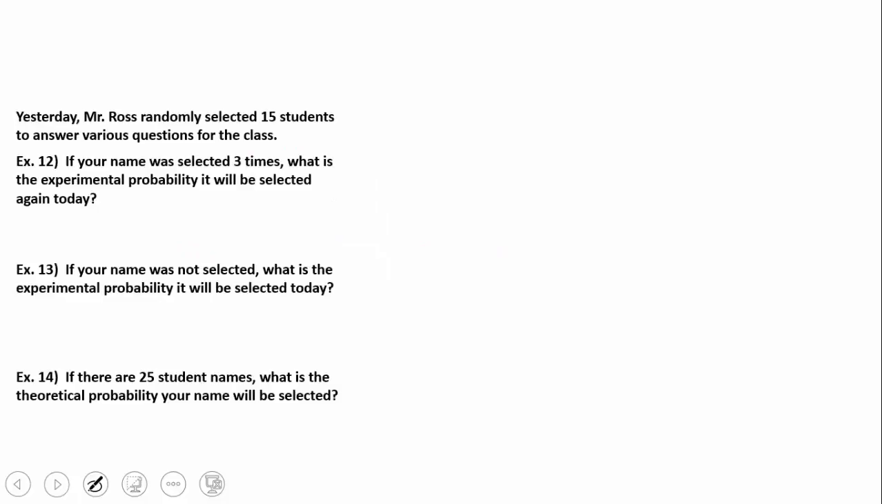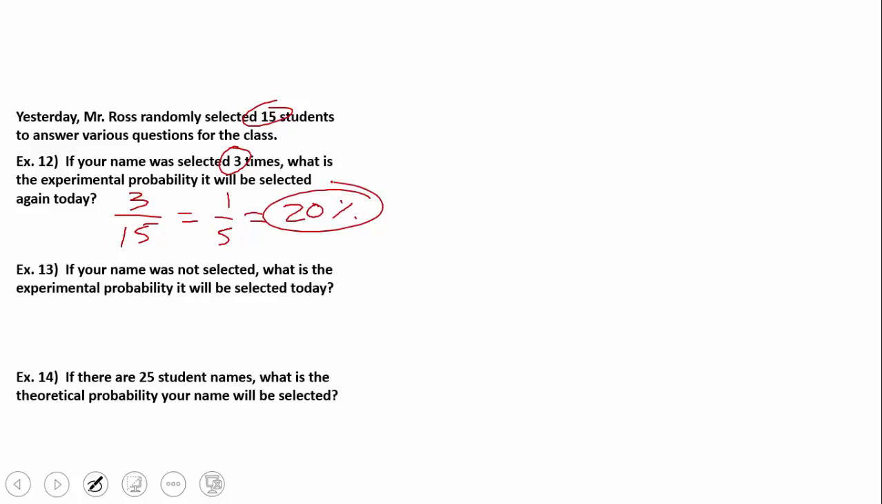Yesterday, Mr. Ross selected 15 students to answer various questions for the class. If your name was selected 3 times, what is the experimental probability of being selected again today? So we have to use, there is your name, it was selected 3 times, that's the frequency. Out of the total number of times I selected a name, 15, which is 1 out of 5 or 20%.